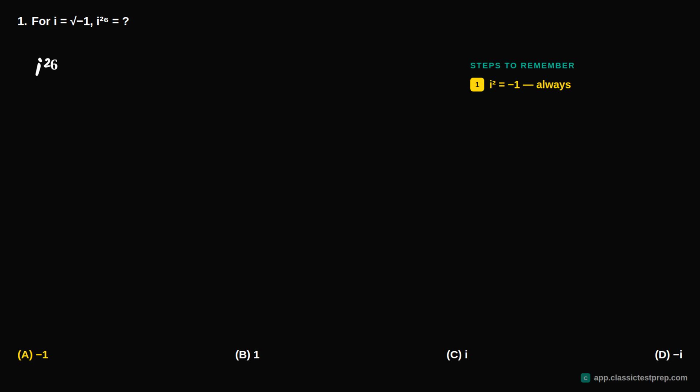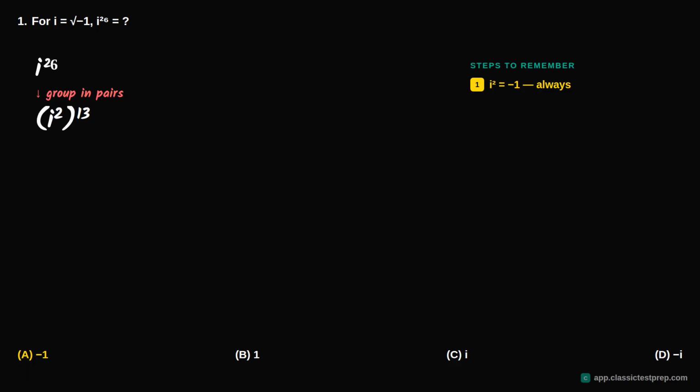Let's talk about complex numbers on the ACT. Question 1: for i equals root -1, what is i to the 26th power? Step 1, and this is how you answer all questions like this: i squared equals -1, always.